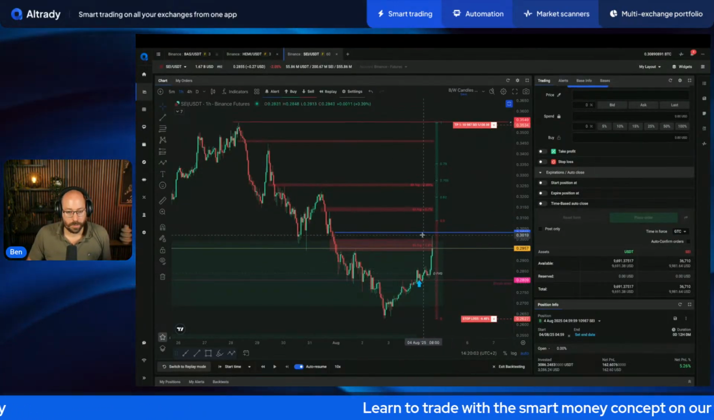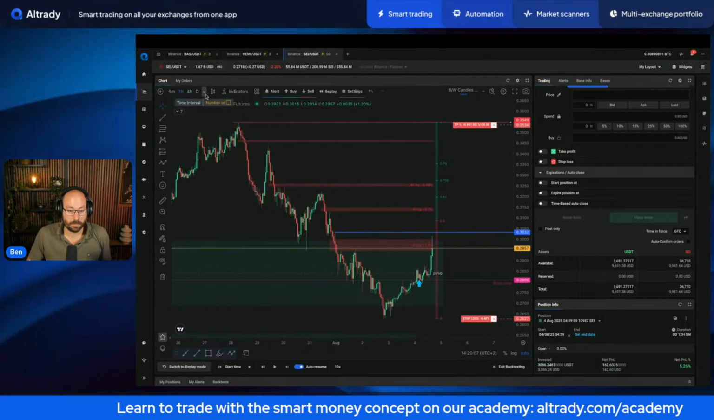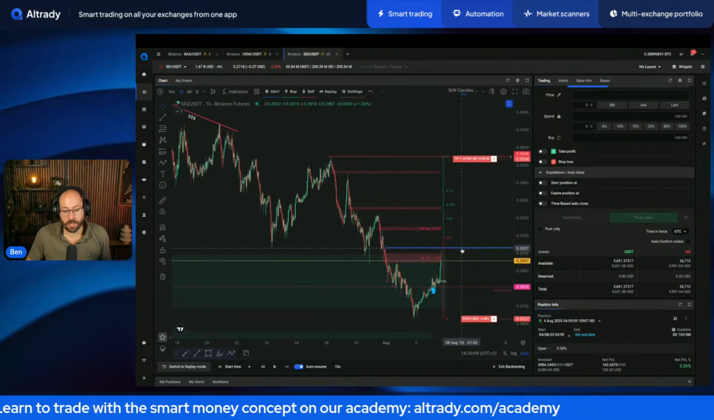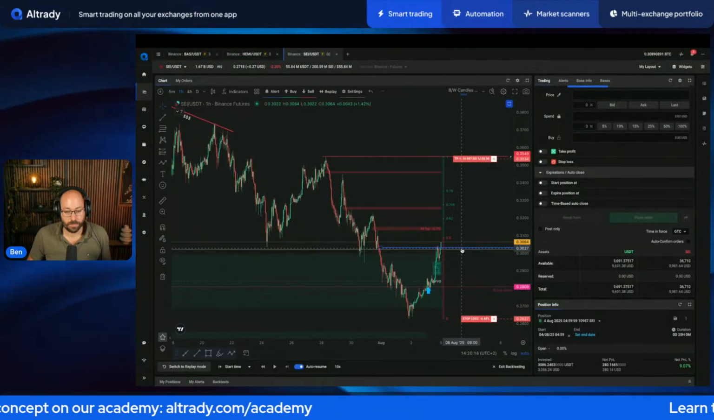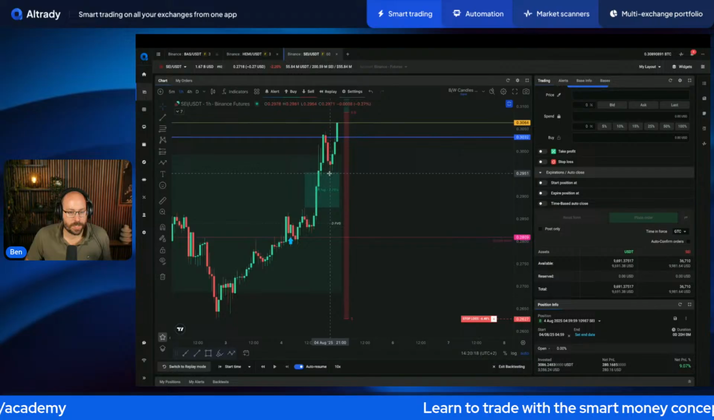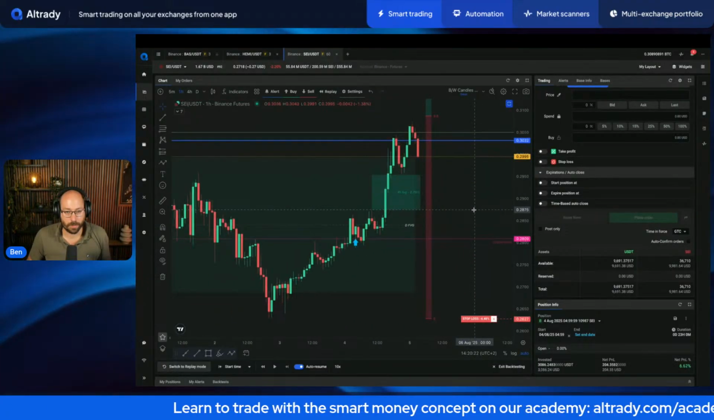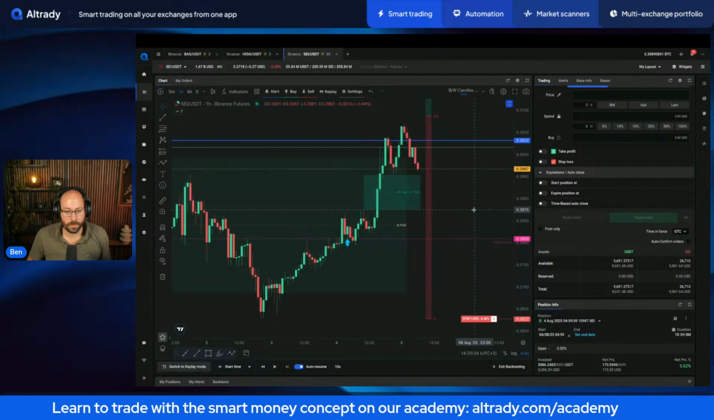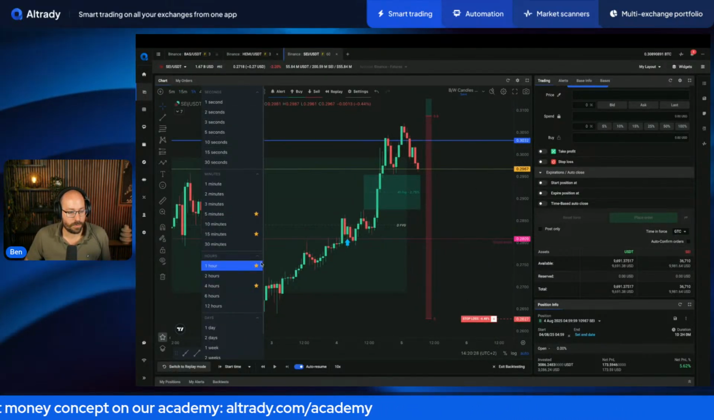Not too much resistance. No, but now there is that 4 hour fair value gap. Yeah, but on daily you have nothing. So you just cleared the daily fair value gap. That's good. So this is the new 4 hour fair value gap. So we could actually look for a long then on the 4 hour as well. Yeah. So let's switch back to 15 minutes.